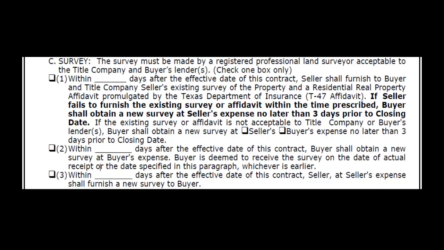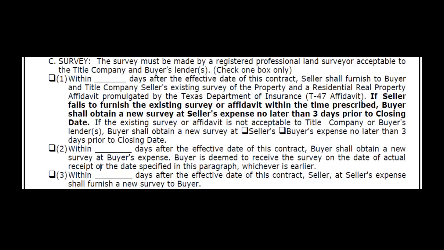Within blank days after the effective date of this contract, the seller shall furnish to buyer and the title company the seller's existing survey of the property and a residential real property affidavit promulgated by the Texas Department of Insurance. Okay, so you got a lot of things that are already happening here.